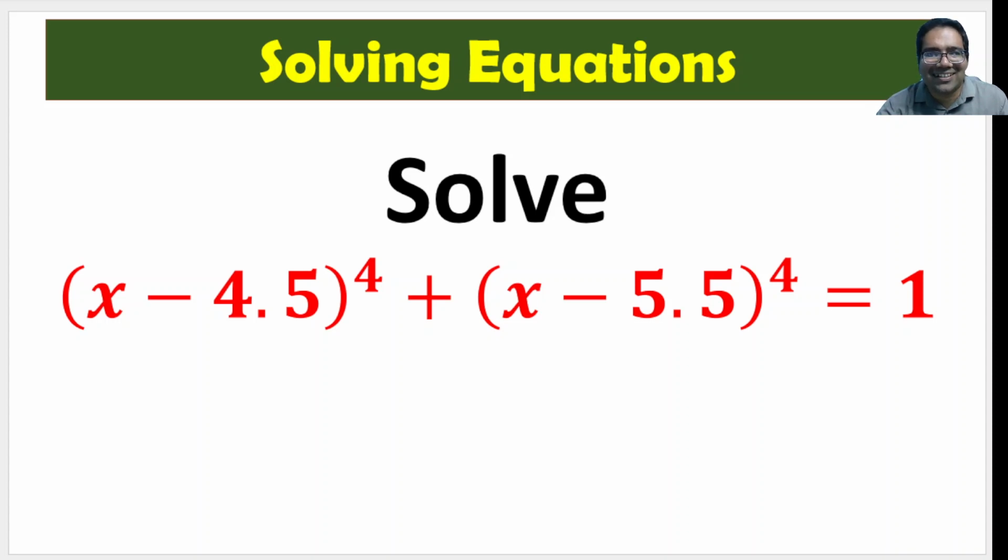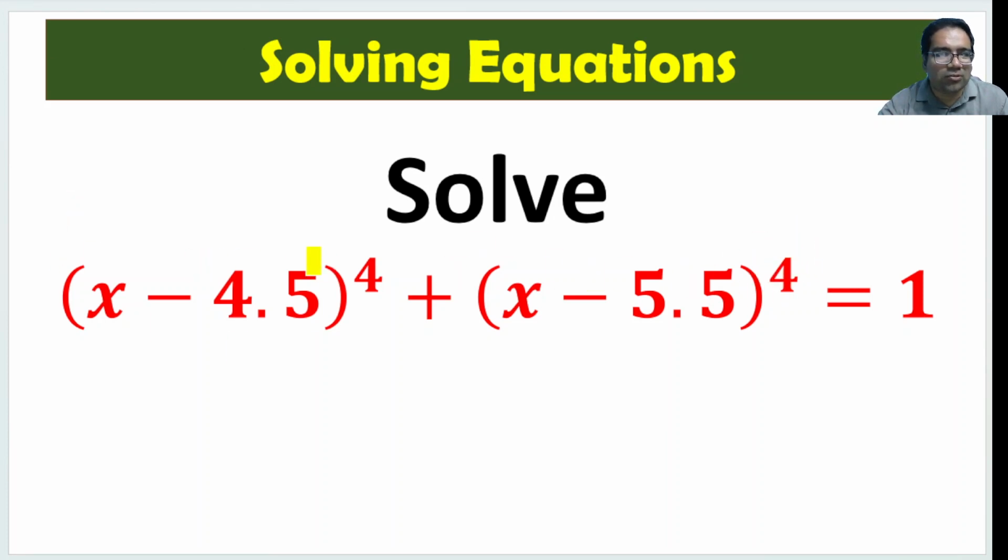Hi friends, here is a nice equation: (x - 4.5)^4 + (x - 5.5)^4 = 1. We have to solve this equation and find the roots. Obviously this equation is to the power 4, right? x to the power 4 in both the places. That means we should have 4 roots, right?